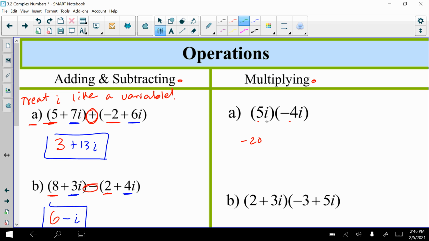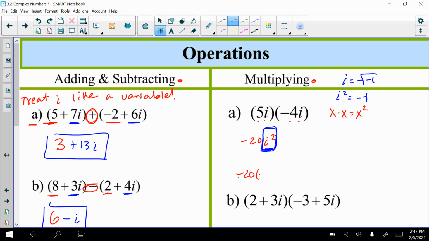And then we multiply the i's. i times i is i squared, just like x times x is x squared. We're just treating it like a variable. Now we got to remember, when I have an i squared, remember i is the square root of negative 1. That means that i squared is simply just negative 1. So anytime you see an i squared, throw off an alarm in your head to turn that thing into a negative 1.